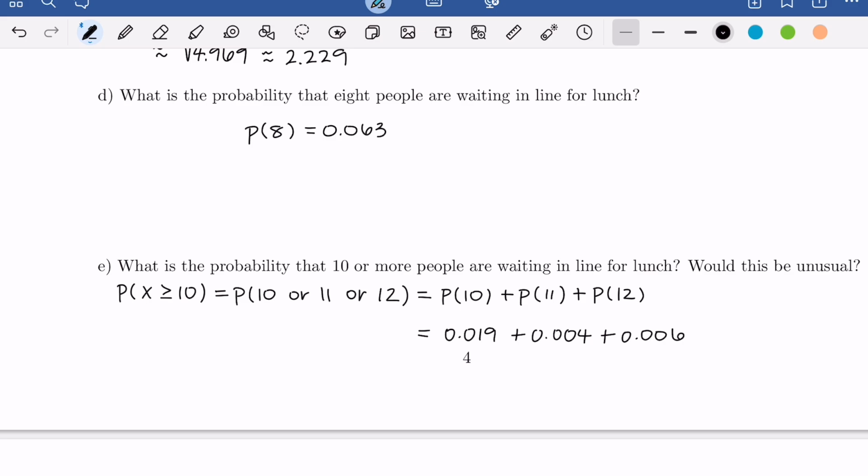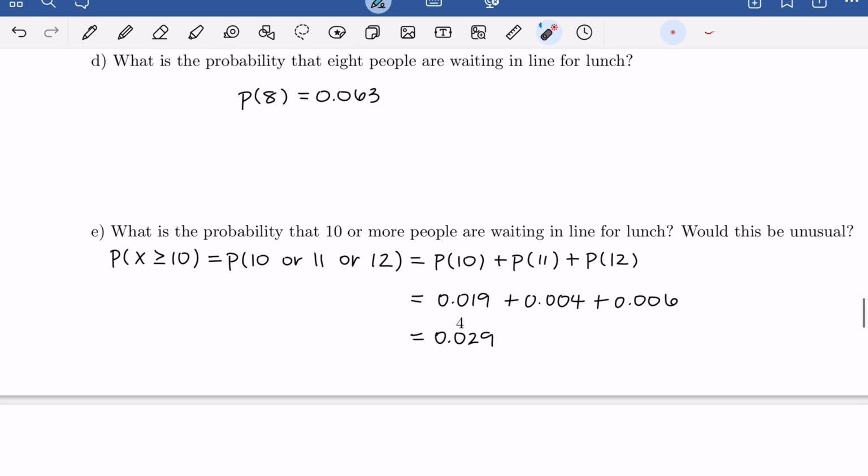All right, and so this is going to give us 0.029. Okay, now notice this is a very small probability. But remember, this is the probability that 10 or more people are waiting in line for lunch. And since this is pretty small, we would actually consider this to be somewhat unusual.